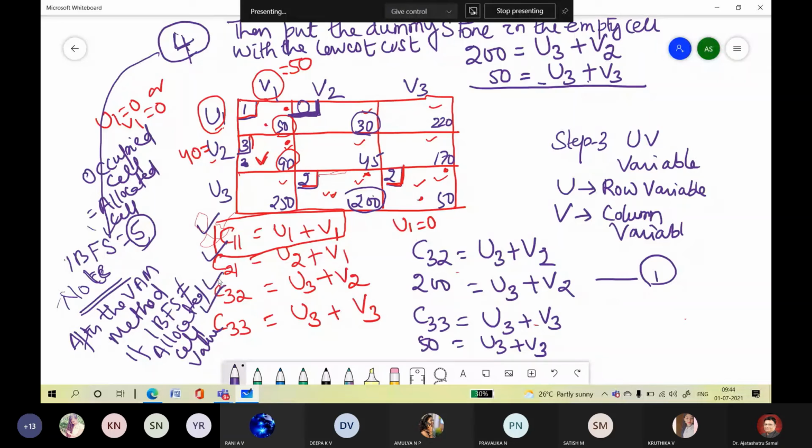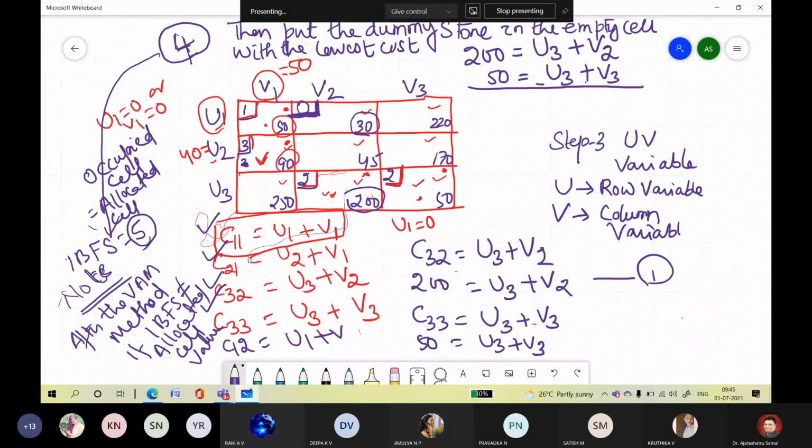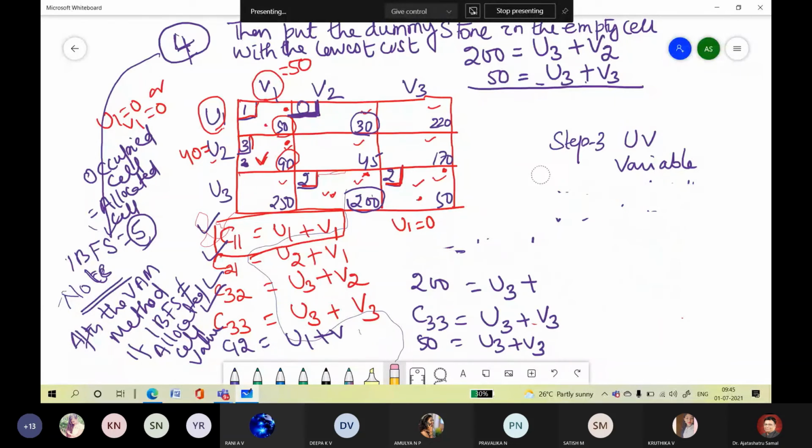C12 equal to U1 plus V2. Now we'll see how the equation works. It will take hardly 2 minutes, 5 minutes. I'll not take more because this is very critical. Okay, 1 minute. Once again, we'll solve the UV variables. All the equations, you take the UV variables and solve them. After this UV variable calculation, I'll go to the next class. Further, I'll tell you the tracing method.